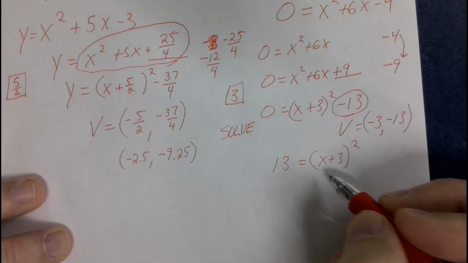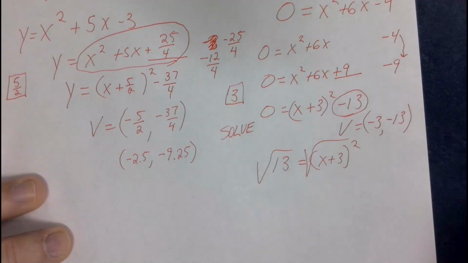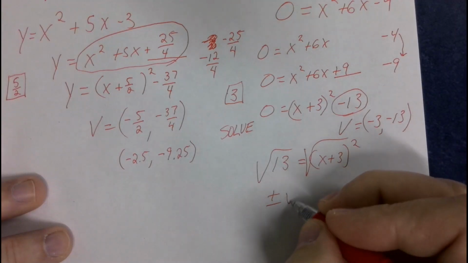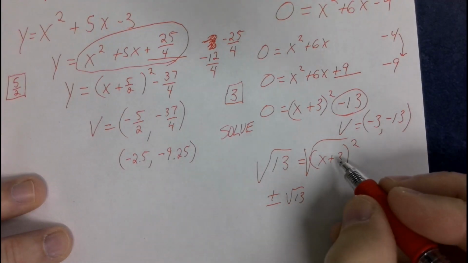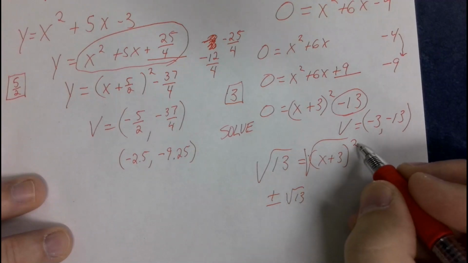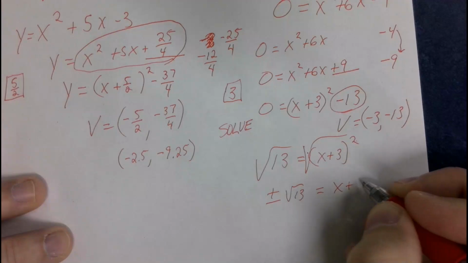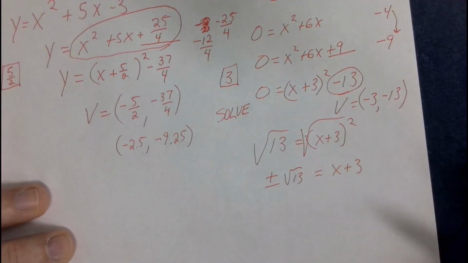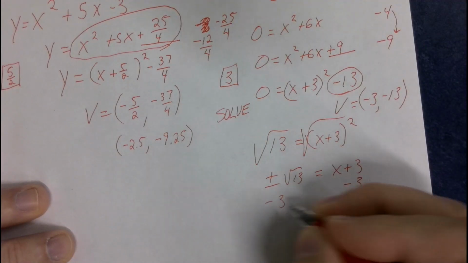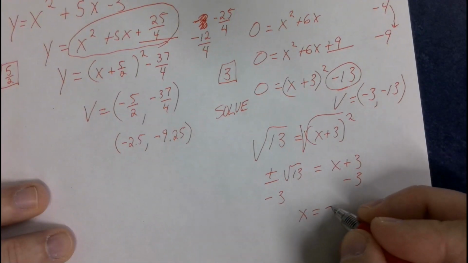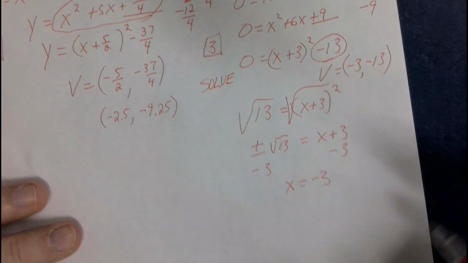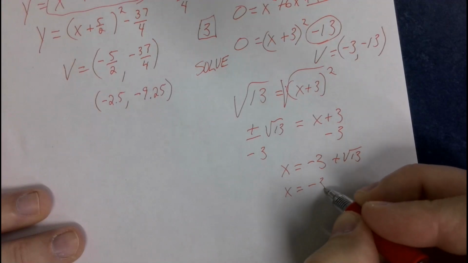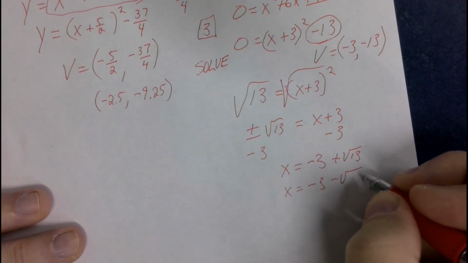I have a square outside of a parenthesis, so I square root both sides. Whenever I square root a variable, I have to look at plus or minus. So I have plus or minus the square root of 13. And then over here, that square root kills that square, so it equals x plus 3. Still trying to solve. Solve means finding the x. So I'm going to subtract 3, I'm going to subtract 3, and I know now that x equals negative 3 plus the square root of 13, and x equals negative 3 minus the square root of 13.